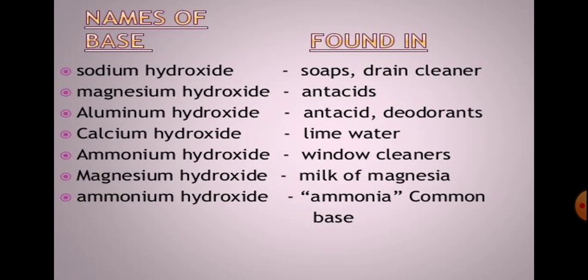Some examples of names of bases and where they are found: sodium hydroxide, found in soap and drain cleaner. Aluminium hydroxide, found in deodorants. Calcium hydroxide, found in lime water. Magnesium hydroxide, found in milk of magnesia. Ammonium hydroxide, found in ammonia, which is a common base.